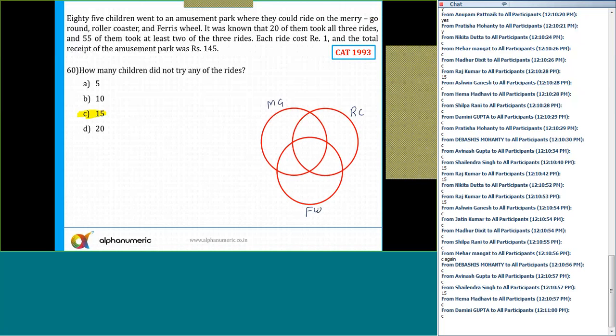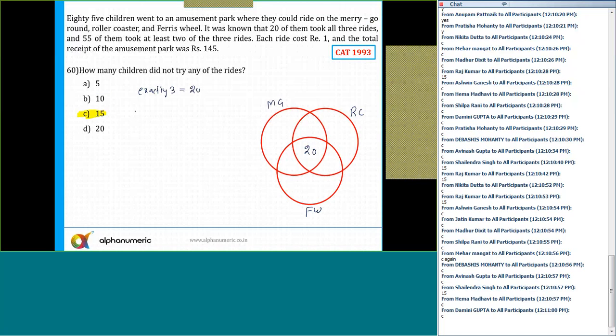It was known that 20 of them took all 3 rides. So 20 people took all the 3 rides, and the total is 85. And 55 of them took at least 2 of the 3. So at least 2. We know how many people took all 3, or I can say exactly 3. The same logic, we can use it here. So exactly 3 is given as 20.